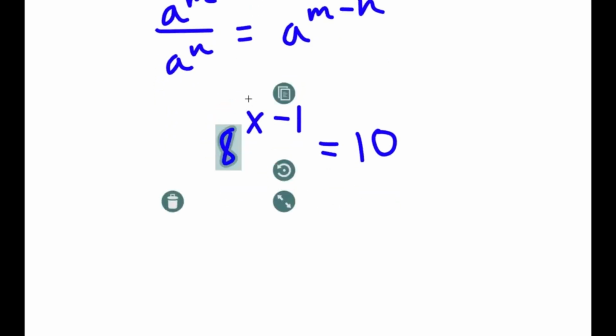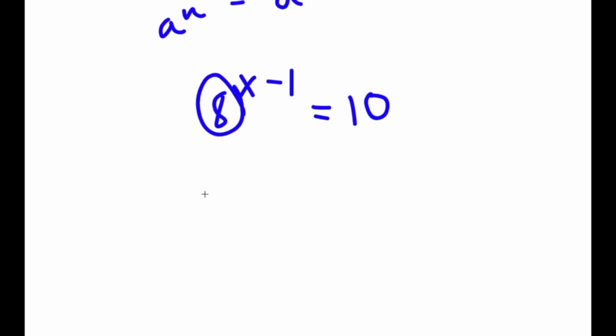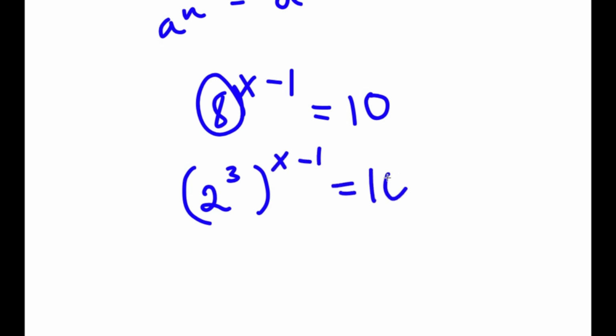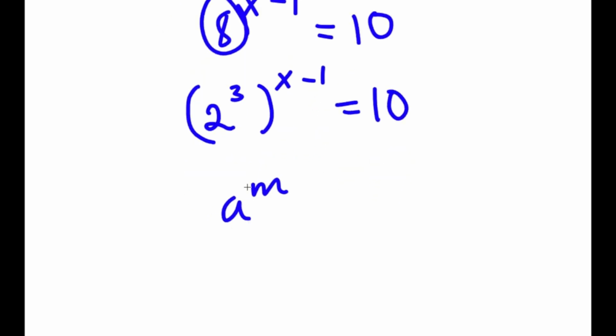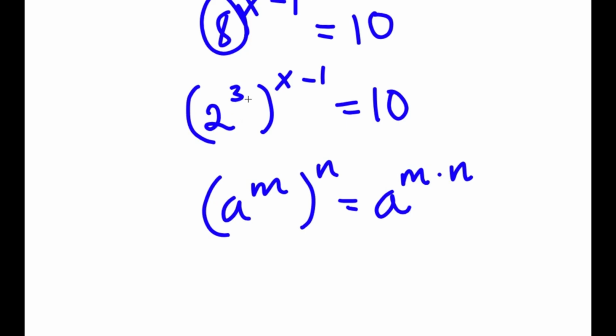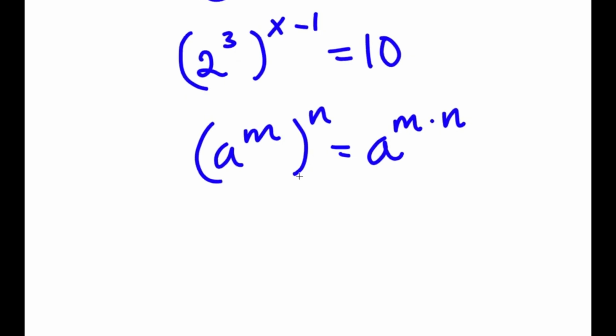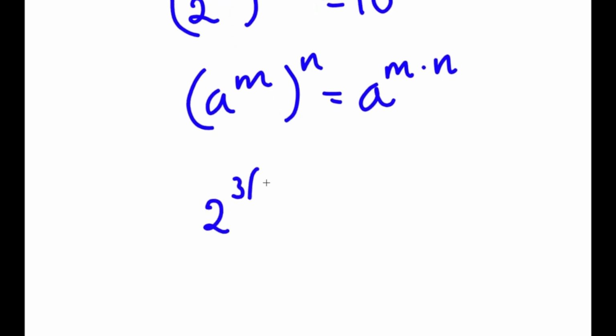Now 8 here is the same thing as 2 to the power of 3. So now I have 2 to the power of 3 to the power of x minus 1 is equal to 10. And if I have something in the form a to the power of m to the power of n, this is equal to a to the power of m times n. So 2 to the power of 3 to the power of x minus 1, that's going to equal 2 to the power of 3 times x minus 1, which is equal to 10.